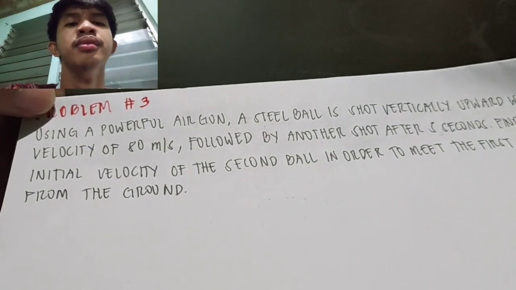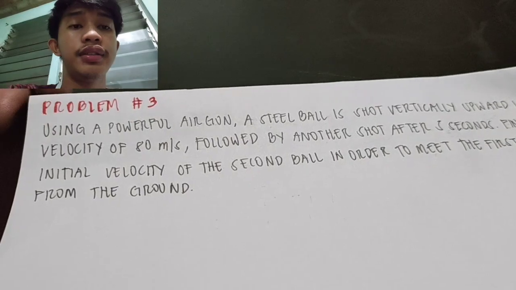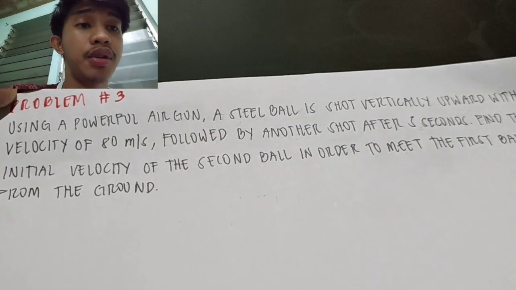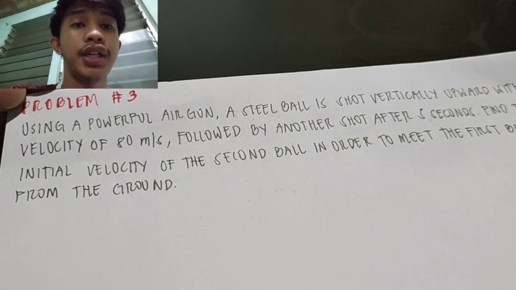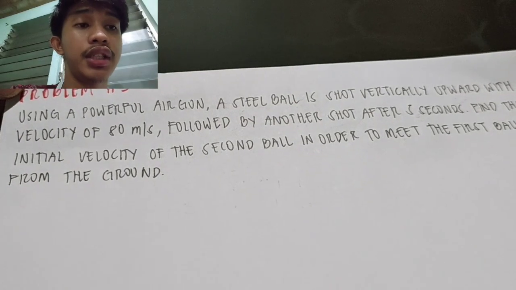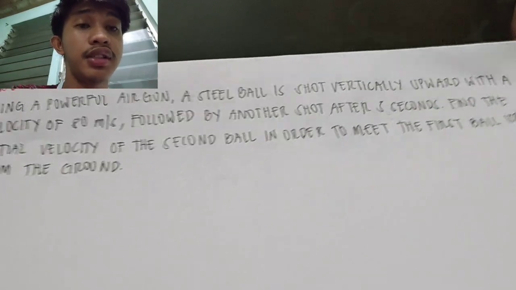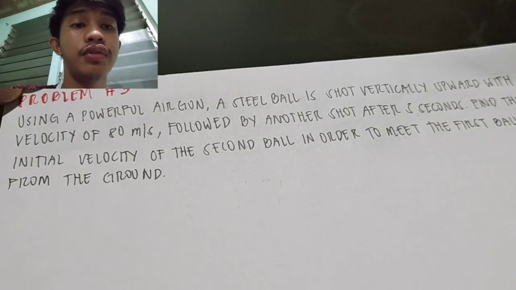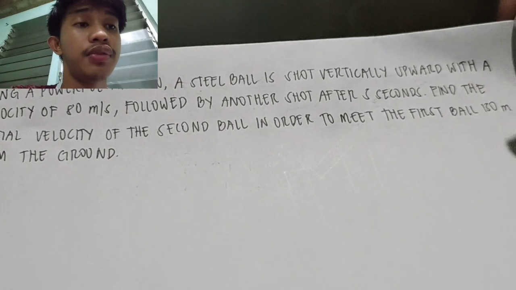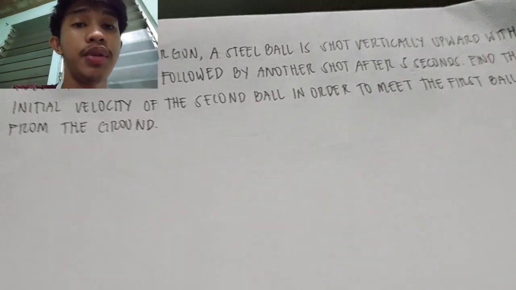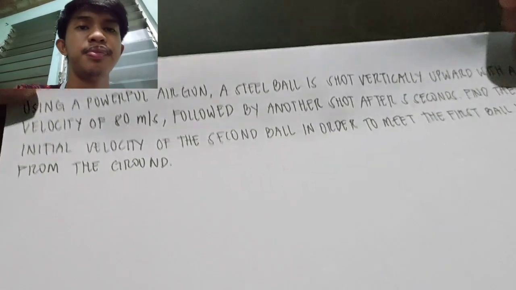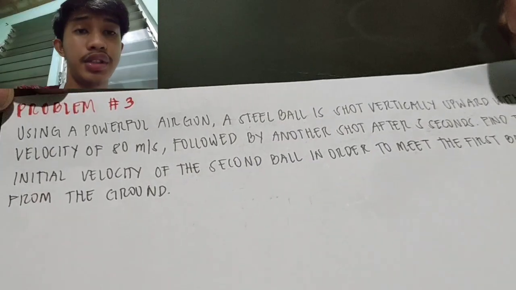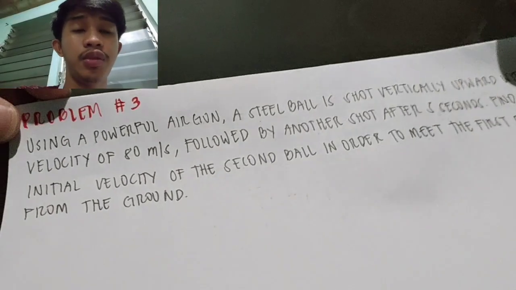Using a powerful air gun, a steel ball is shot vertically upward with a velocity of 80 meters per second, followed by another shot after 5 seconds. Find the initial velocity of the second ball in order to meet the first ball 150 meters from the ground. So this problem is tricky because it has a lot of given and a lot to be considered.